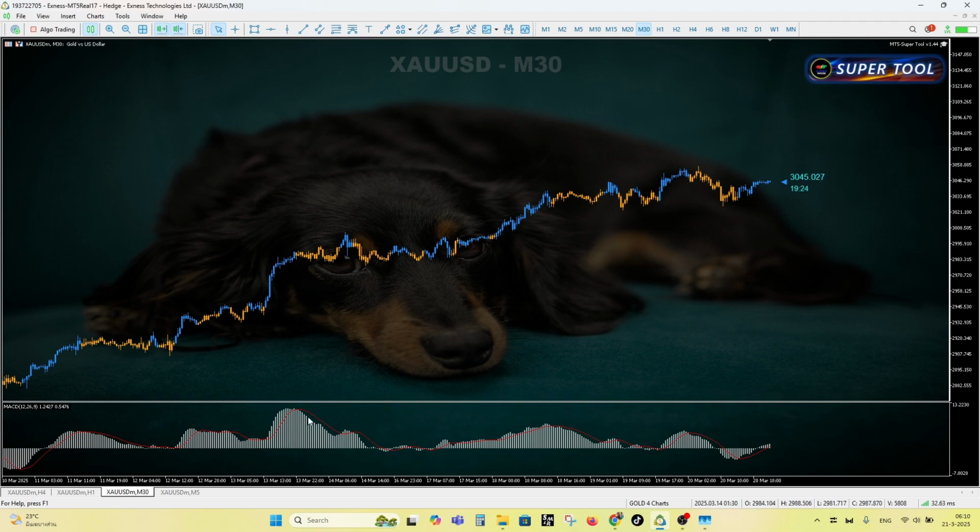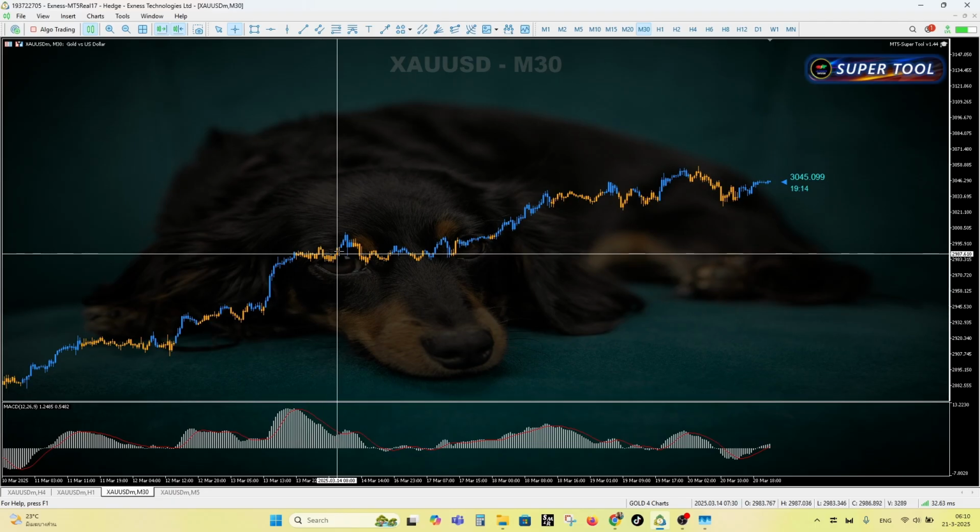Let's look at the second divergence and compare it with the MACD below. Which one do you think would make you make the right choice?